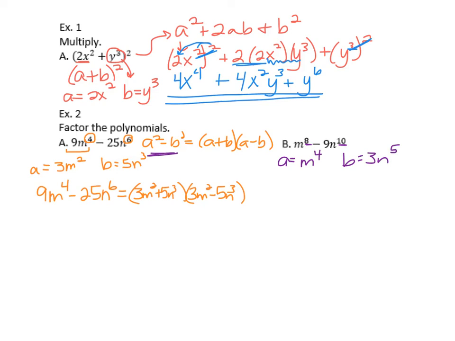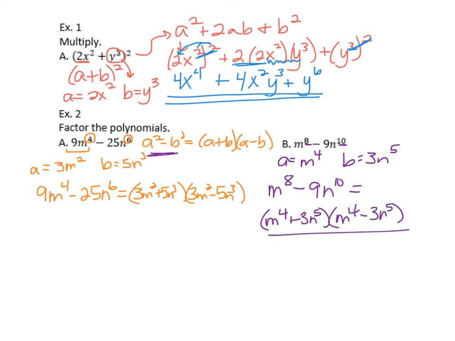Wow. Once you know your a and your b, you would have m to the 8th minus 9n to the 10th equals little parenthesis, a plus b would be m to the 4th plus 3n to the 5th, and then m to the 4th minus 3n to the 5th. Ooh, that's crazy factoring and FOILing right there. And that'll be enough for today with 3.3, day 1.